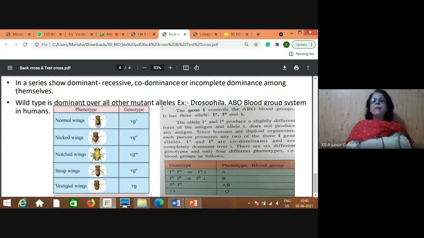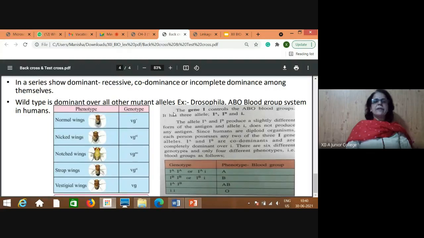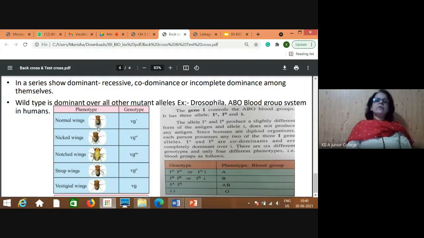Now the best example, as I told you, is Drosophila and the ABO blood group system in humans. We will discuss what that is exactly. Drosophila melanogaster, this is the first fruit fly, with the normal wings. The size and shape of the wings is normal. So that genotype is expressed by VG plus.